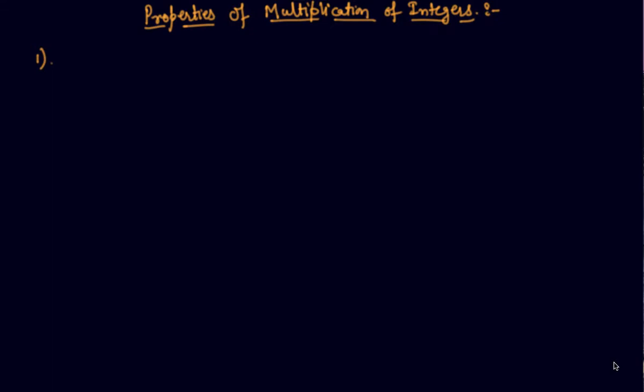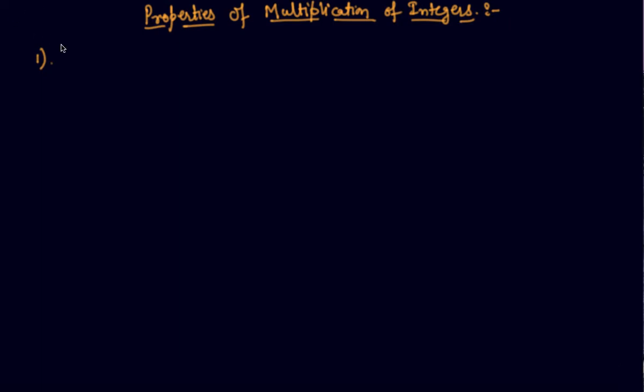Today in this lecture we will discuss properties of multiplication of integers. In my previous lecture I told you how to multiply two integers, whether they are positive integers, negative integers, or mixed type of integers, meaning one is positive and one is negative. So in this lecture we will discuss some properties of multiplication of integers.